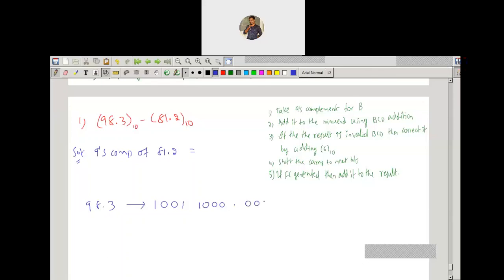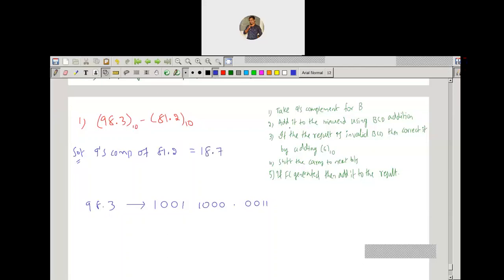It is 18.7. You have to subtract each digit from 9 here. That is, 9 minus 2 is what? 7. 9 minus 1 is 8. 9 minus 8 is 1. It's going to be 18.7. So what is the second step?